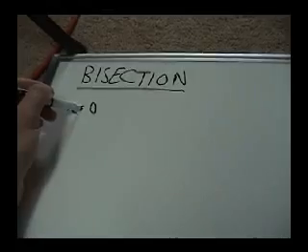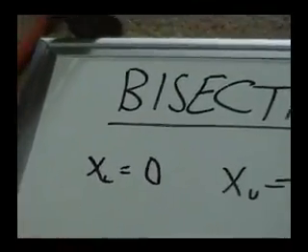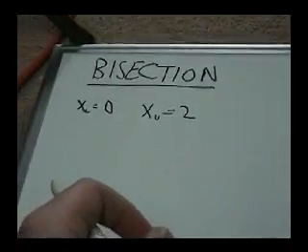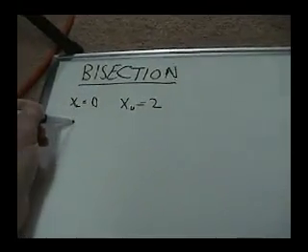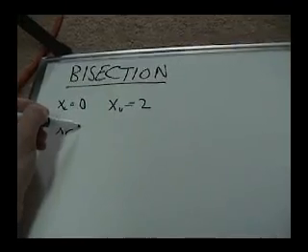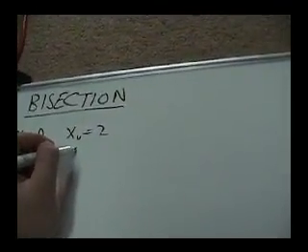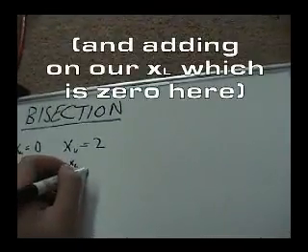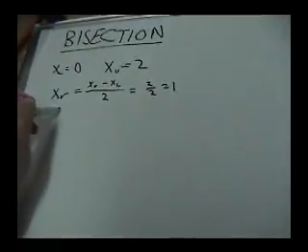Alright, so we said that we know that our root is somewhere between 0 and 2. Now, XL is our lower value, and XU is our upper value. So we know that somewhere in the center we're going to have a root. So what we're going to do is calculate something called XR, which is X root. And we calculate this by taking our X upper, subtracting our X lower, and dividing through by 2. So that's 2 over 2, which is 1. So XR equals 1.